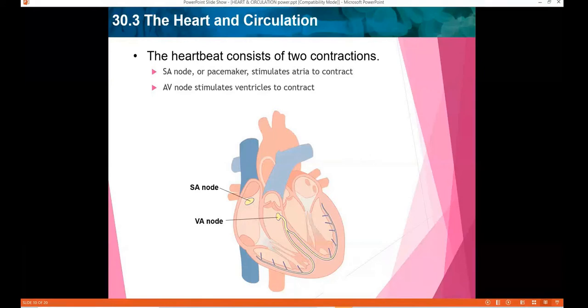Okay, so the SA stands for the sinoatrial node, and the AV node stands for the atrioventricular node. Sometimes it is written as VA, but it's actually AV, the atrioventricular node. So these two are basically known as the pacemakers of the heart. The SA node stimulates the atria to contract, and the AV node stimulates the ventricles to contract.